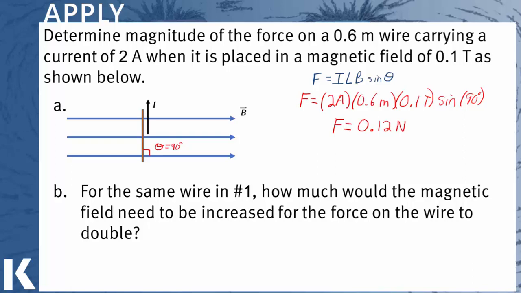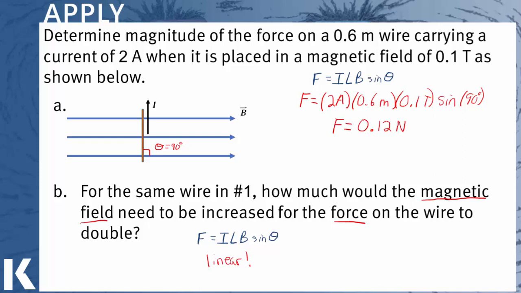In part B, you're asked to understand the relationship between magnetic field and force by figuring out how much the magnetic field would need to be increased in order to double the force. So we go back to the relationship between force and field and notice that this is a linear relationship. We know it's linear because we don't see any higher order powers like squared or cubed or square roots.